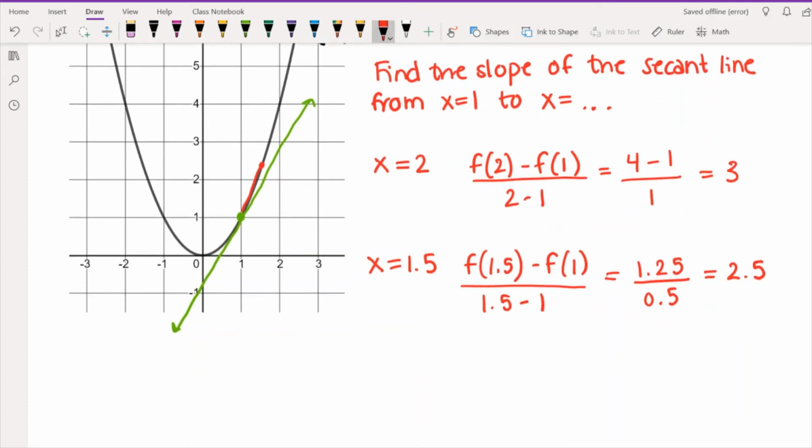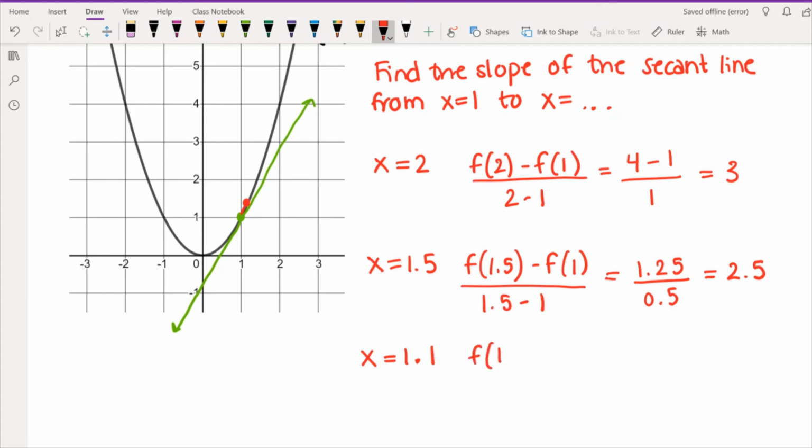Okay, so next, let's get even closer. Let's bring that second point now to 1.1. I'm not going to really draw that because it would be kind of impossible to draw, so I'll exaggerate it. I'm going to put it like here. But you can see that, again, that little tiny line segment I just drew, if I were to extend it, would have a slope that's really similar to the green line.